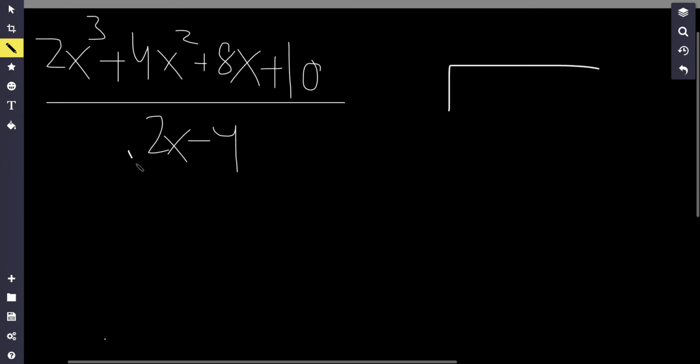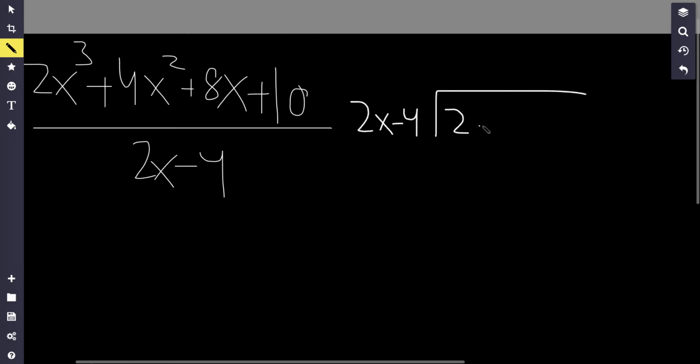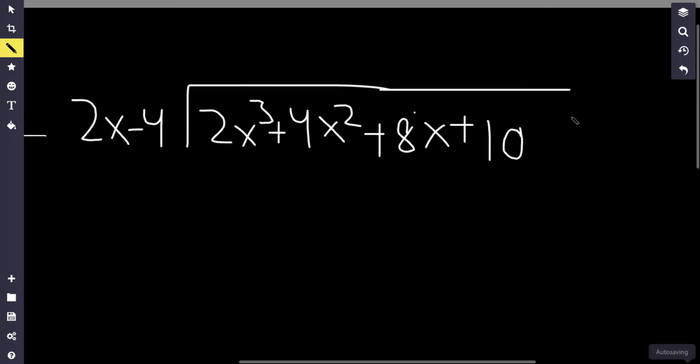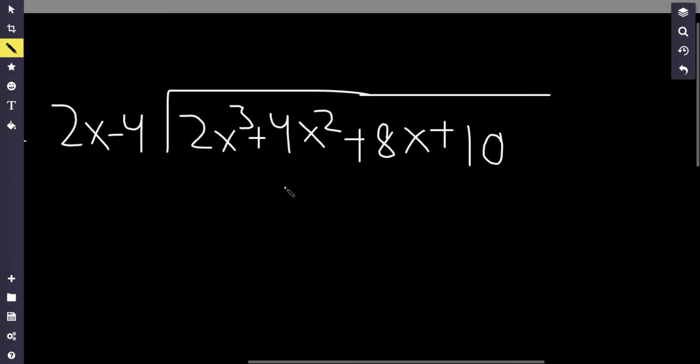The first steps are pretty similar. You're going to create the division box, put the thing you're dividing by on the outside, and then put the thing that you're dividing on the inside. So I'm just going to place everything on the inside. Okay, now the first step is you want to take a look at the first term of what you're dividing by, and the first term of what you're dividing. So in this case, I'm going to take a look at this 2x and this 2x to the third power.